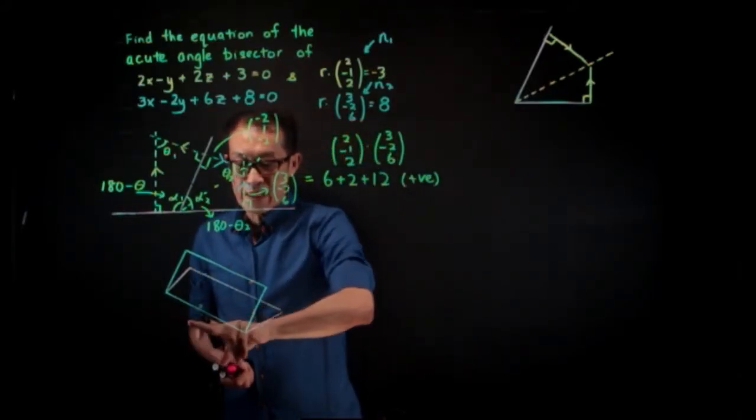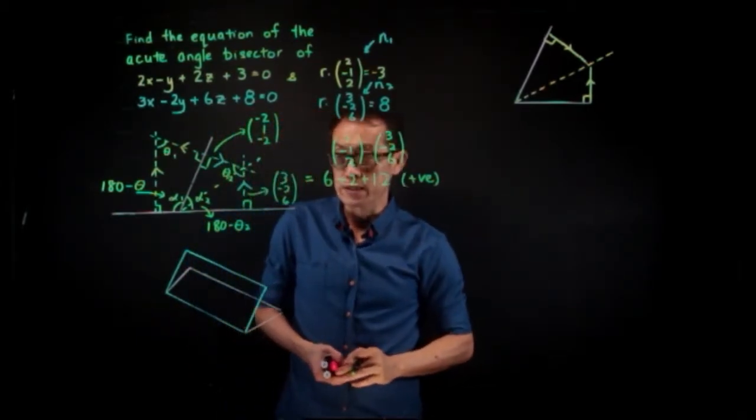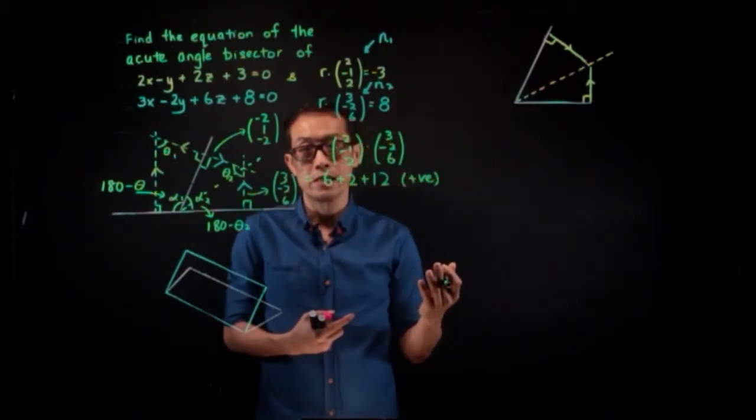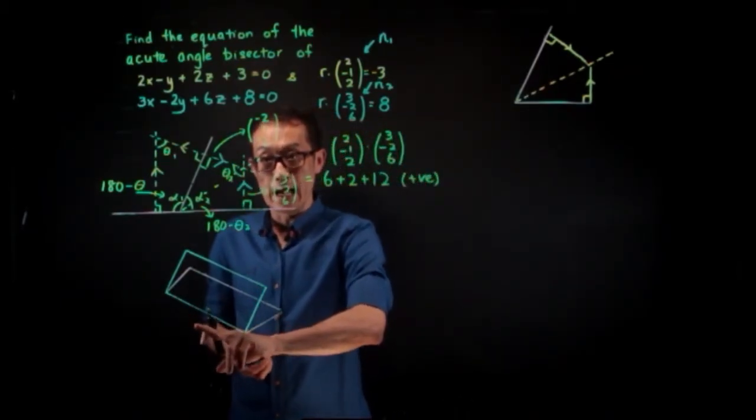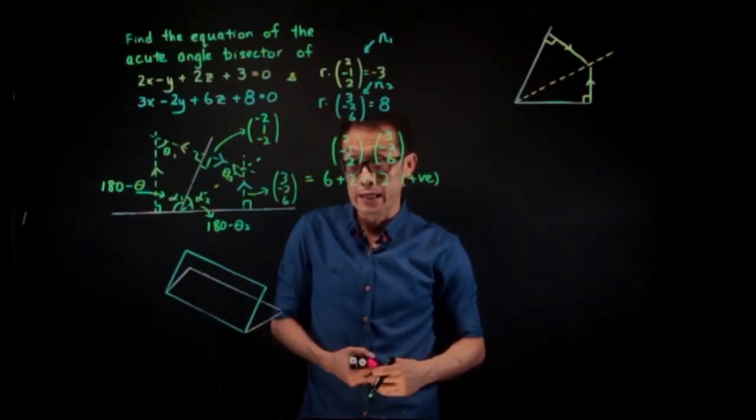Now, let's find the line of intersection of the two planes. When two planes are not parallel to each other, they always intersect at a line. Now, how to find the equation of this line?